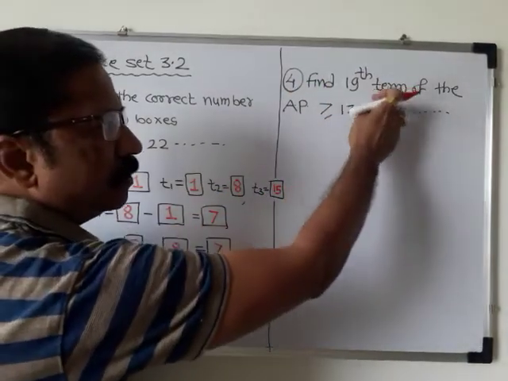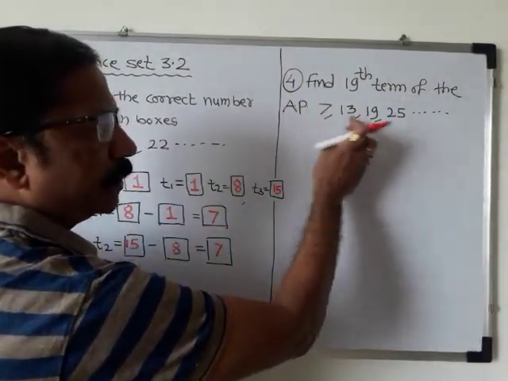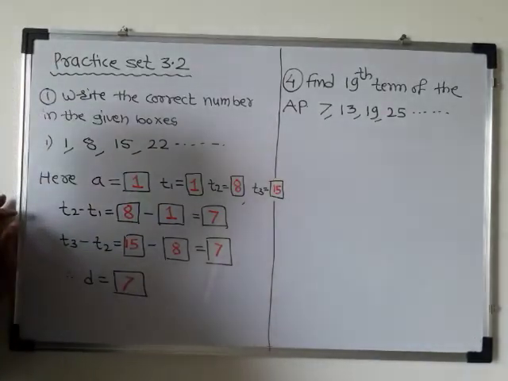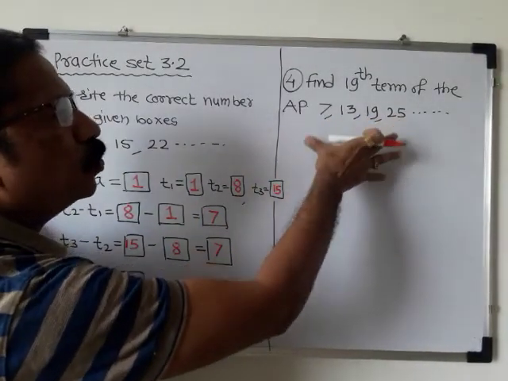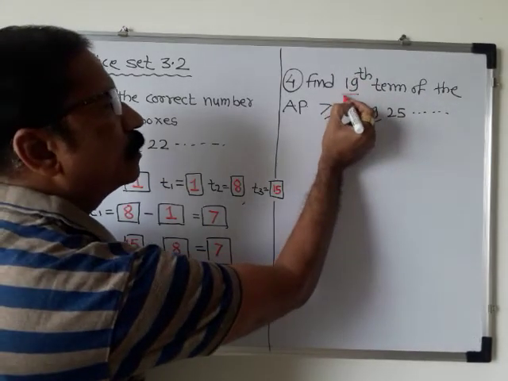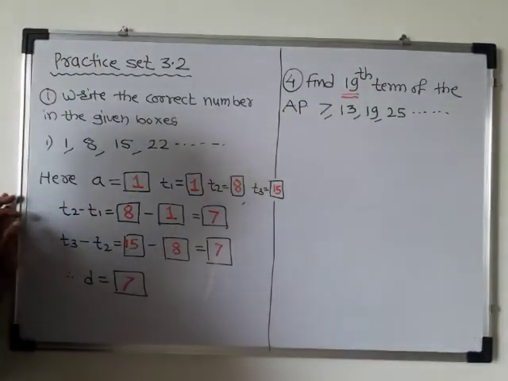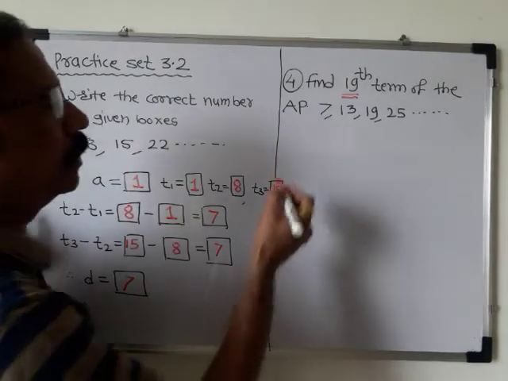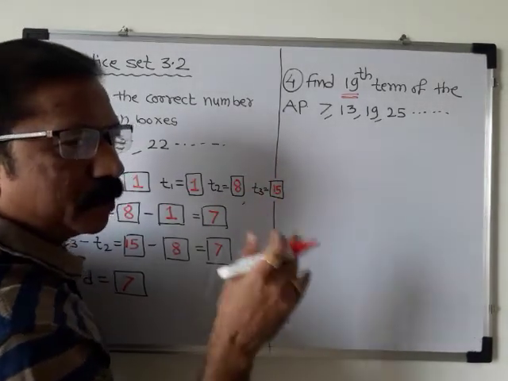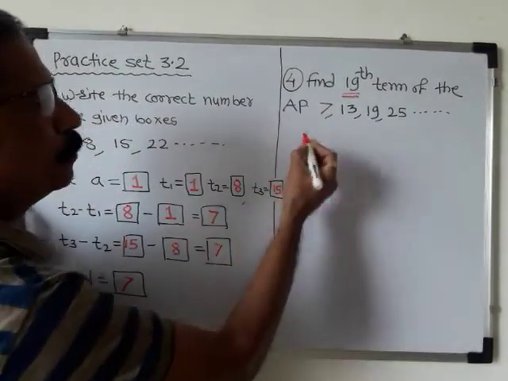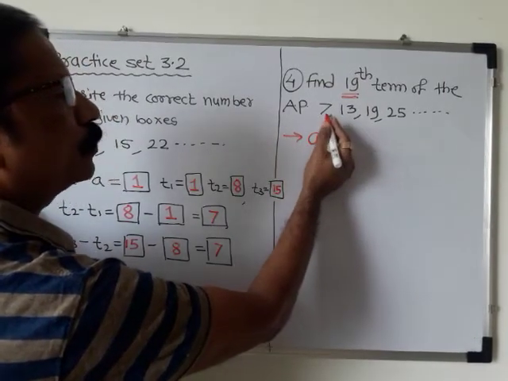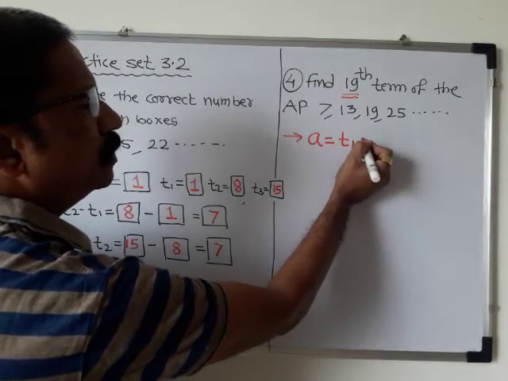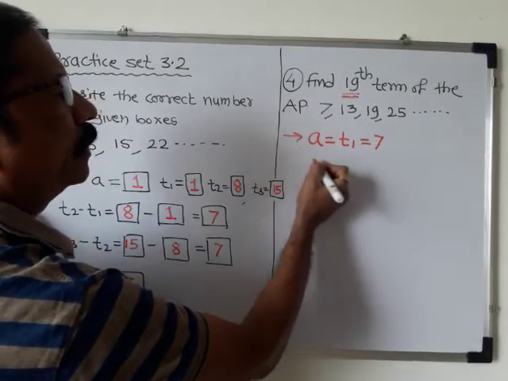Find the 19th term of the given arithmetic progression. See, arithmetic progression is given 7, 13, 19, 25. How to find the 19th term? So again you have to use the formula of Tn. Tn is equal to a plus n minus 1 into d. We require the value of a. a means first term, that is 7.